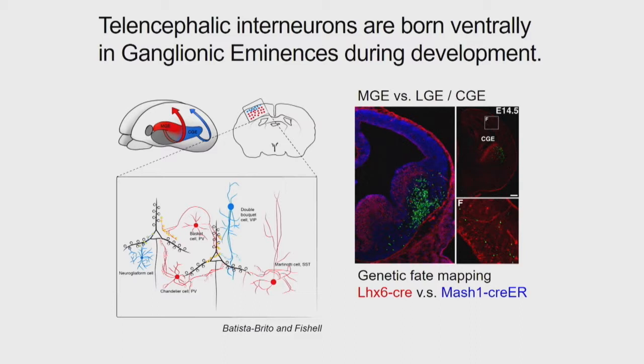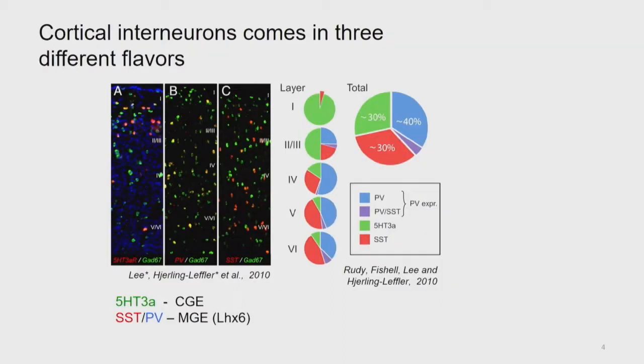they migrate up. And if you look at the inhibitory interneurons of the cortex, it turns out that they can be divided into three different flavors. They either express parvalbumin, somatostatin, or serotonin receptor 5-HT3A.